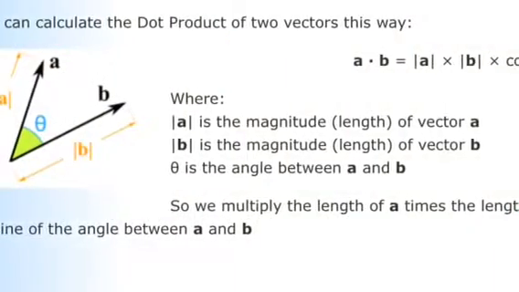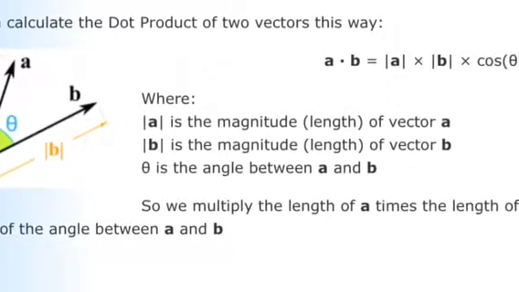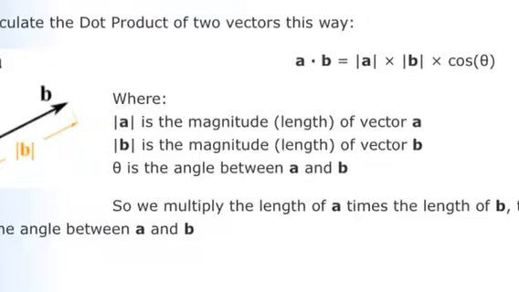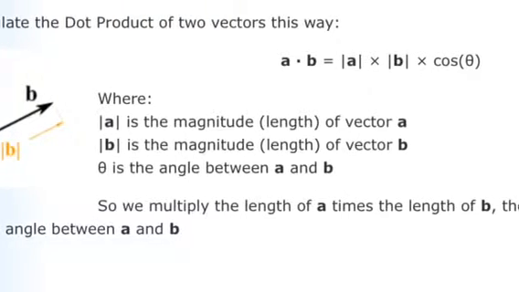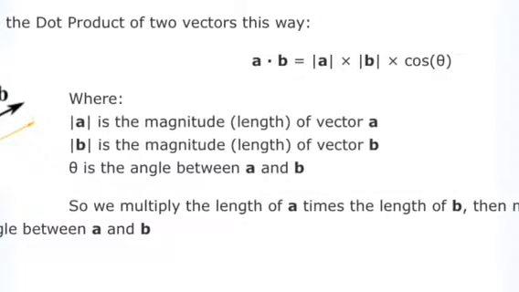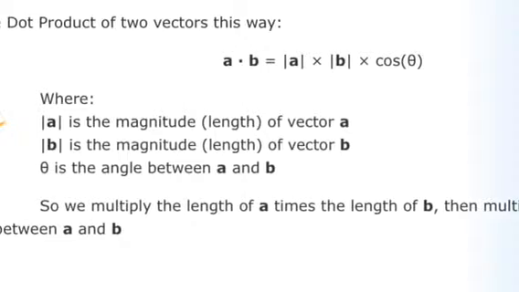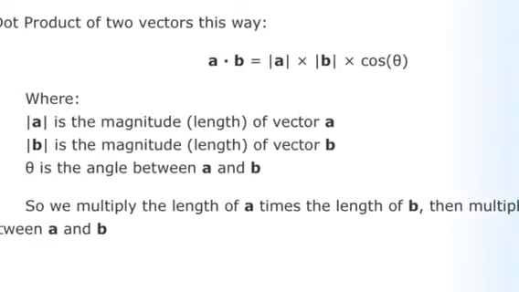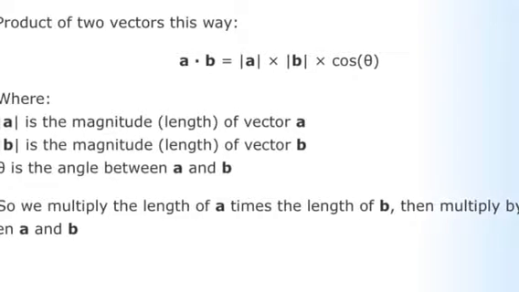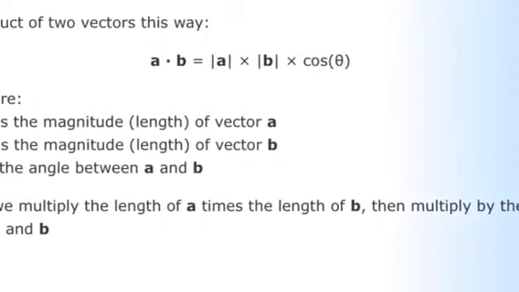We calculate the dot product of two vectors in this way, which is the definition of the dot product shown before, where A equals the magnitude, the length, of the vector A, B is the magnitude, the length, of the vector B, and that symbol is the angle between A and B. So we multiply the length of A times the length of B, then multiply by the cosine of the angle between A and B.